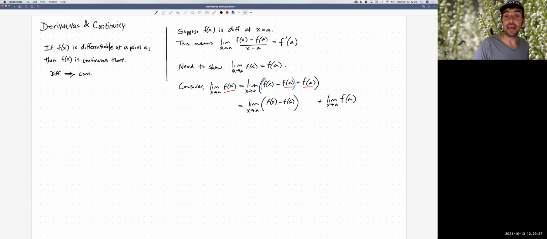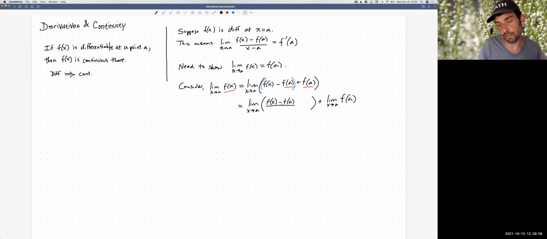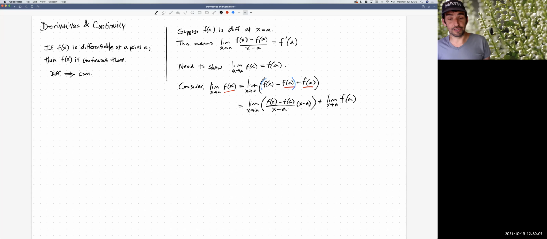Okay. Now, the reason I grouped it this way is I'm going to do something interesting to this first parentheses. I'm going to multiply, let me make these parentheses a little bigger, I'm going to multiply what's in these parentheses by 1. Okay. But the way I'm going to multiply it by 1 is by dividing by x minus a and then multiplying by x minus a, right? That won't change anything because we're multiplying by 1. But dividing by a number and multiplying by it works out, right?